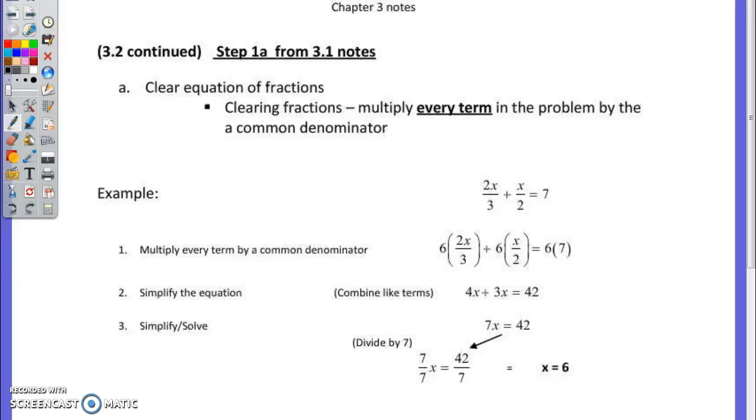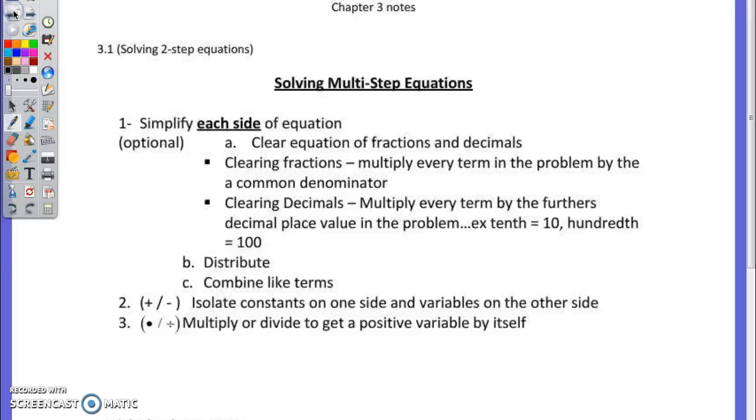Alright, so I'm going to go over part of 3.2 to hopefully help you with your assignment that was given today. A couple things we talked about. One of the major things was clearing the fraction from an equation. Remember, go back to these notes on 3.1, how to solve multi-step equations. We talked about it before. We started early on with just step 2 and 3 and single step problems.